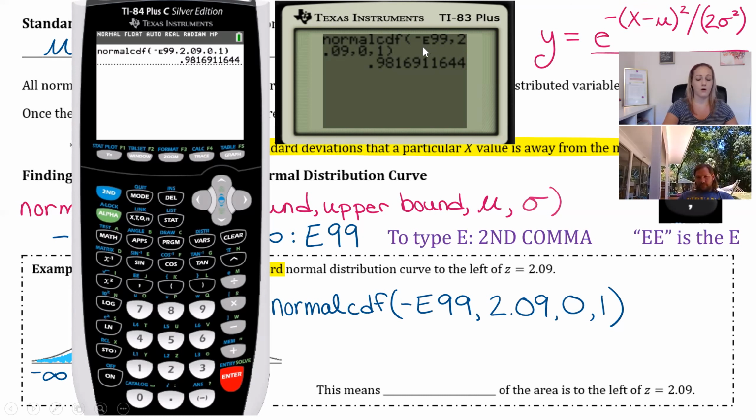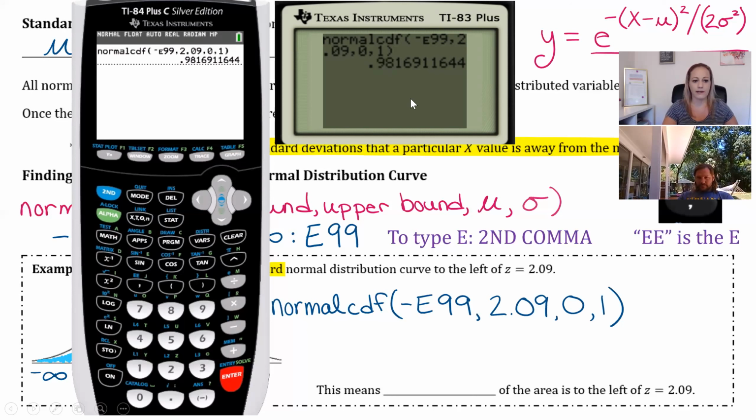So remember, it always has to go lower bound, upper bound, mu, and sigma. So then you'll actually type negative E99, comma, 2.09, comma, 0, comma, 1, and then do your closing parentheses. And you can see that either way, you get the same answer there.